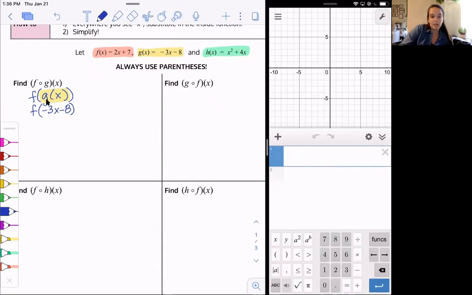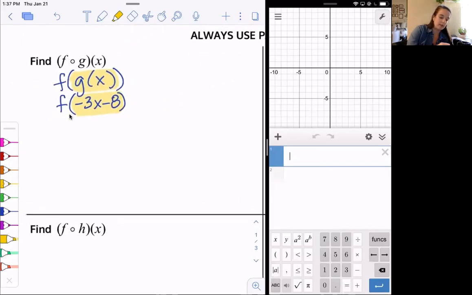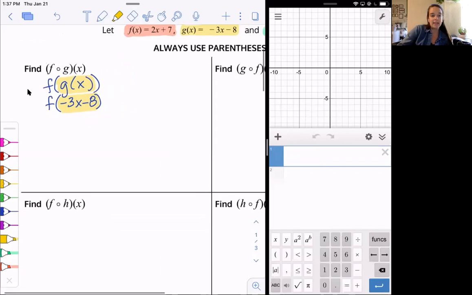So I'm taking out the G of X, and I know that G of X is the same as negative 3x minus 8. So that's going to be the thing that I substitute in. Okay, now I need my F equation. My F equation is 2x plus 7. I need to replace the x with this whole thing.